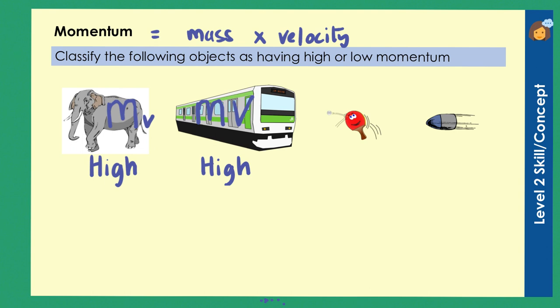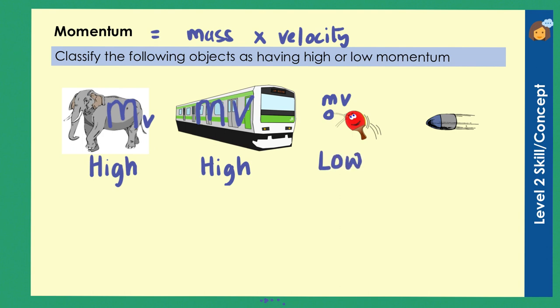And a ping pong ball being hit, the size of the ping pong ball is small. So we're going to say the mass is small. And the velocity would also be small, we're going to estimate. And so therefore, that product would give us a low momentum.